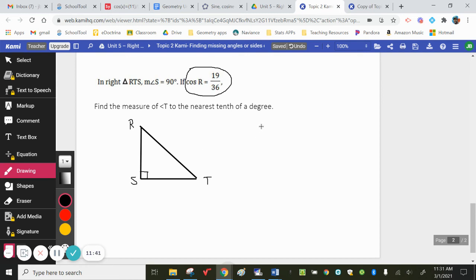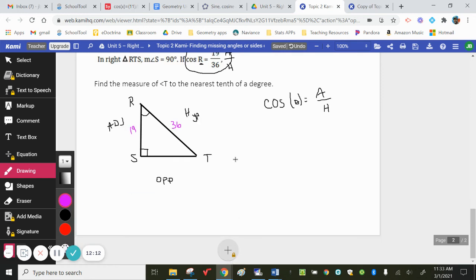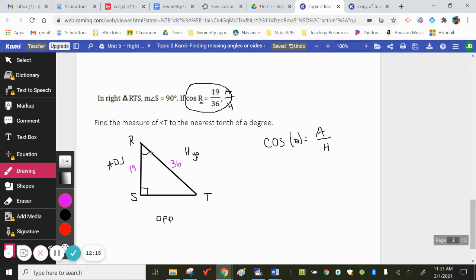First, I can remember that the equation for cosine says the cosine of some angle, I'll call the angle theta for right now, is always a ratio of the adjacent side to the hypotenuse, which means I could use 19 as the length of the adjacent side, A, over the hypotenuse length, H. But that's in reference to the measure of angle R. So let me show you what that would look like on my picture. If R is my reference angle, the adjacent side would be the length from R to S, that's 19, and the hypotenuse is the length from R to T, that's 36.